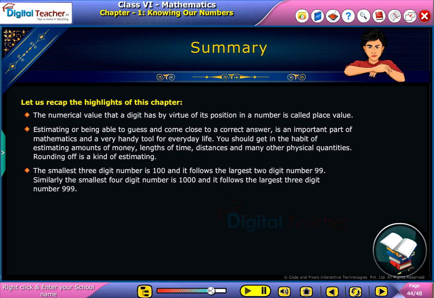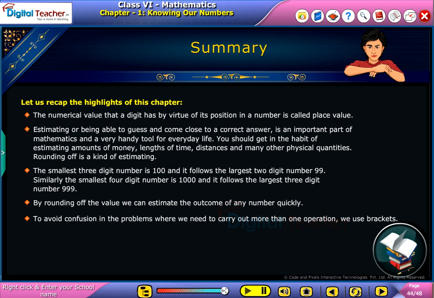The smallest three-digit number is 100 and it follows the largest two-digit number, 99. Similarly, the smallest four-digit number is 1000 and it follows the largest three-digit number, 999. By rounding off the value, we can estimate the outcome of any number quickly. To avoid confusion in the problems where we need to carry out more than one operation, we use brackets.